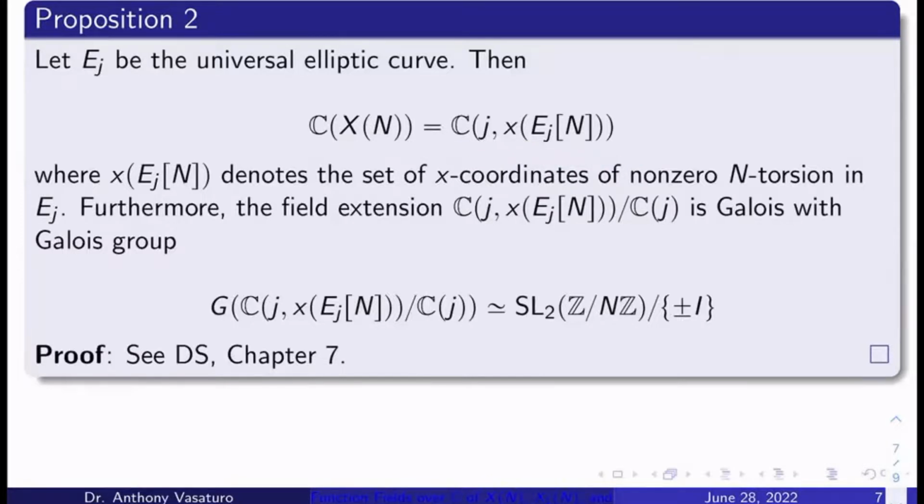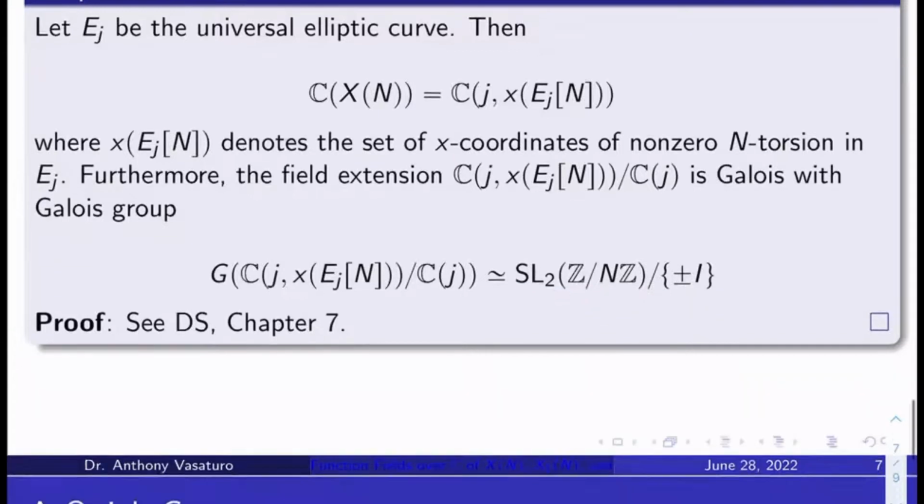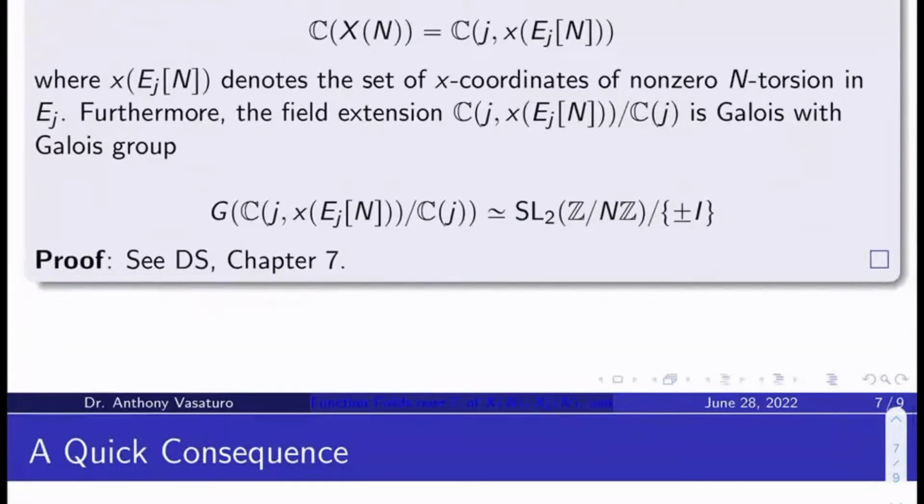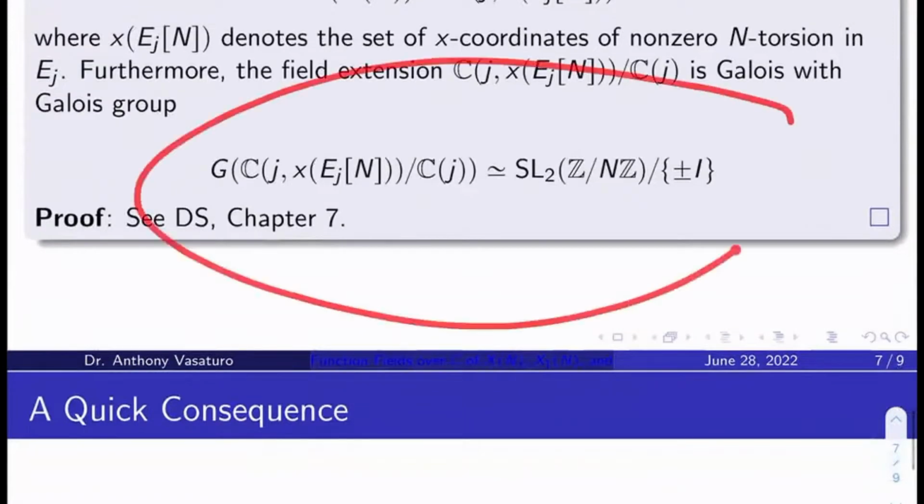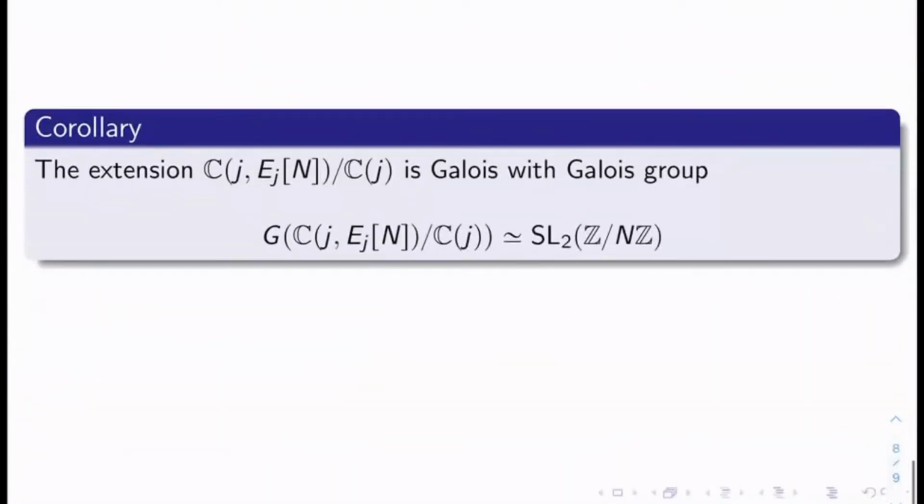I can also say more, because it's natural not just to consider this field in isolation, but to look at it as an extension of C of J, because this is the field over which the universal elliptic curve sits. You might ask, is that a special extension? Does it have any nice properties? Yes, that extension is Galois, and its Galois group is SL2 of Z mod NZ, mod plus or minus the identity matrix. So it's got a very simple, understandable Galois group. And you can see Diamond and Shurman chapter 7 for this. But there's a nice quick consequence of this last fact, which is the last thing I'll say for today.